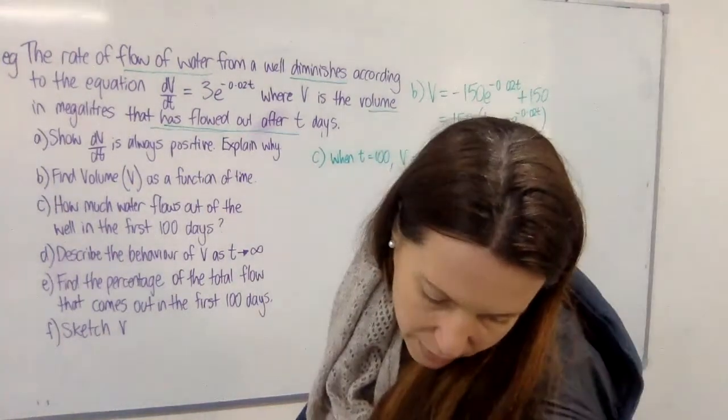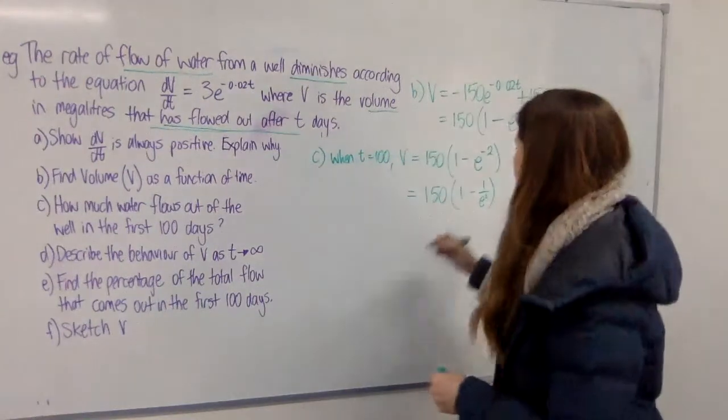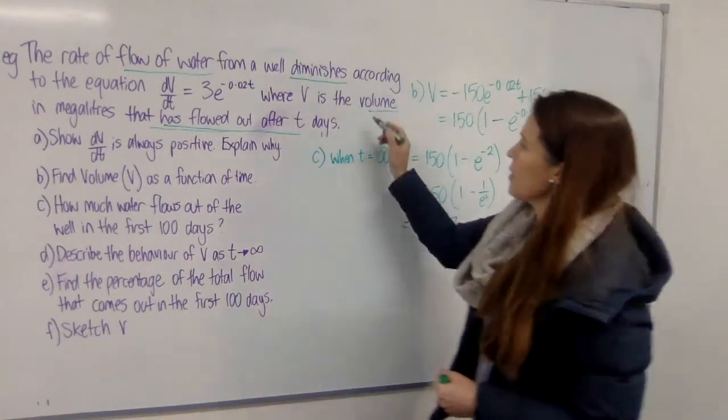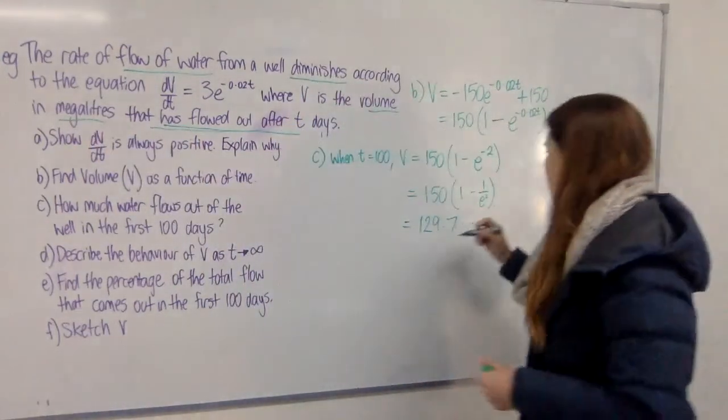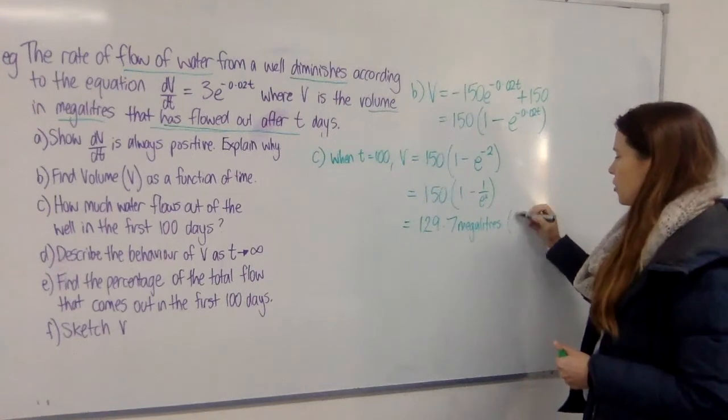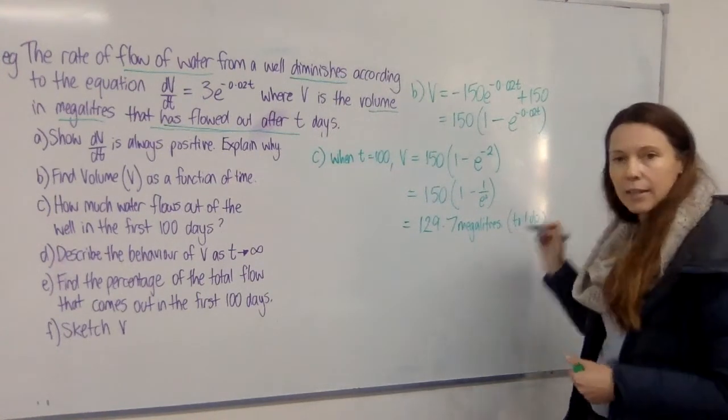And we are going to get 129.7, and this is in megalitres. And I've rounded it to 1 decimal place, so I'll write that down.